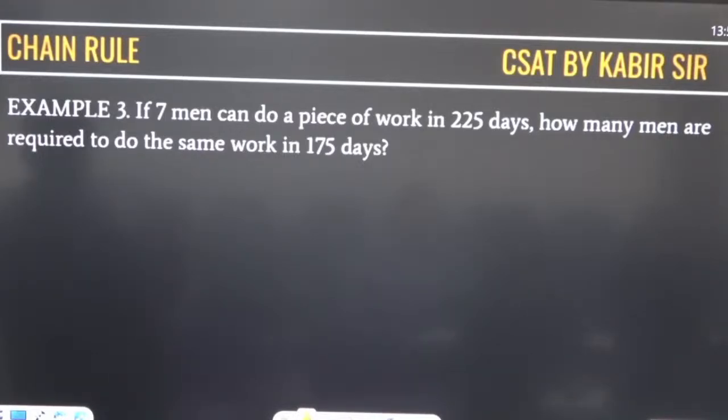If 7 men can do a piece of work in 225 days, how many men are required to do the same work in 175 days? So we will use the same formula again.